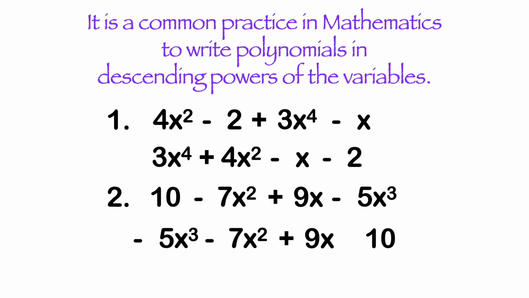Ayun, wala na namang sign si 10. Understood na positive siya. So, maglagay ng plus. Kasi kung walang plus, mali. So, the order is negative 5x cubed minus 7x squared plus 9x plus 10. That is how to arrange the terms of the polynomials in descending order.